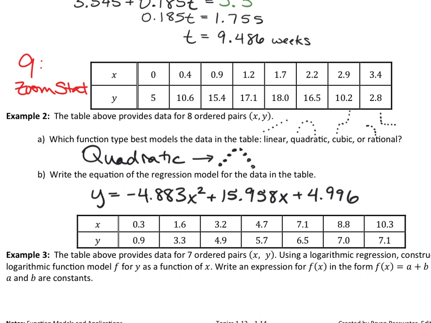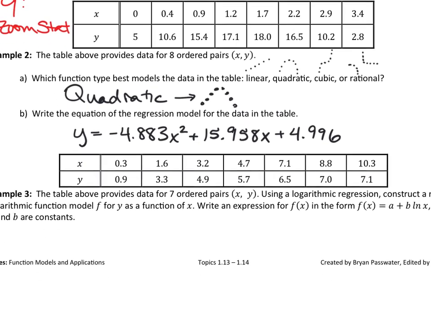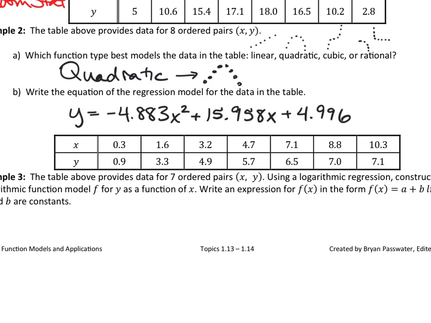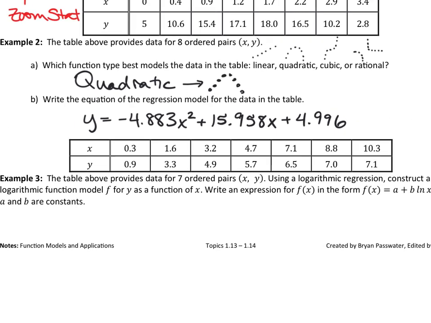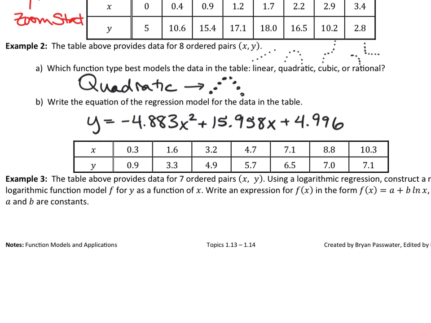Now that question required us to figure out what kind of data I was presenting you with. This next problem is going to give you the type of data, mostly because we haven't really studied this yet. It's our next upcoming unit. It says the table above provides data for 7 ordered pairs x, y. Using a logarithmic regression, construct a natural logarithm function model for f for y as a function of x. Write an expression for f of x in the form f of x equals a plus b times natural log of x, where a and b are constants.